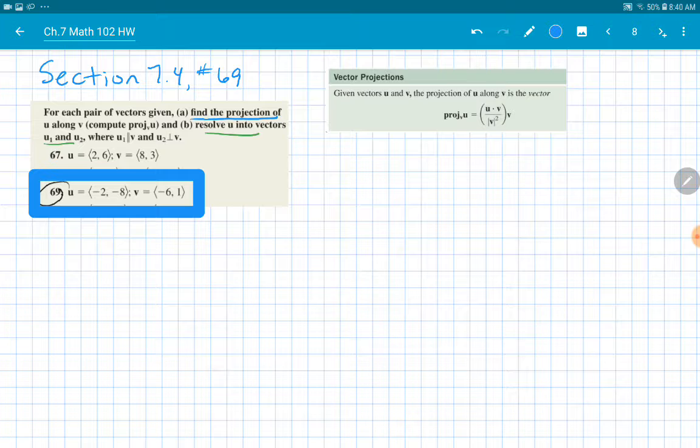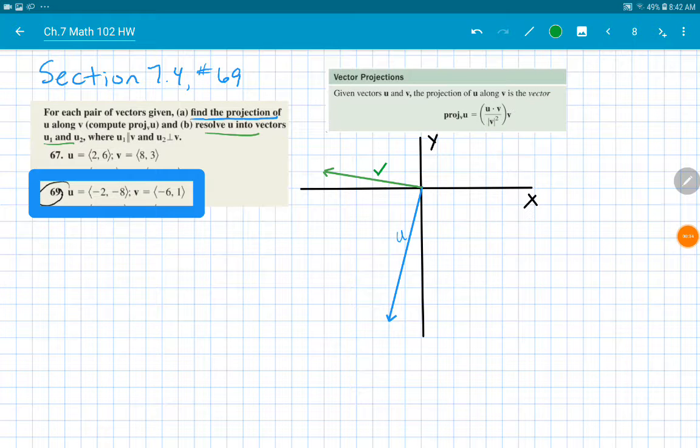I'm going to draw a picture of this. You don't necessarily have to draw a picture once you have the algebra, but I'm going to just to get an idea of what we have to deal with here. So here's u and v. U is -2, -8. So I went -2 and then down 8. And v is -6, 1. So I went back 6 and up 1. So that's my u and v vector.